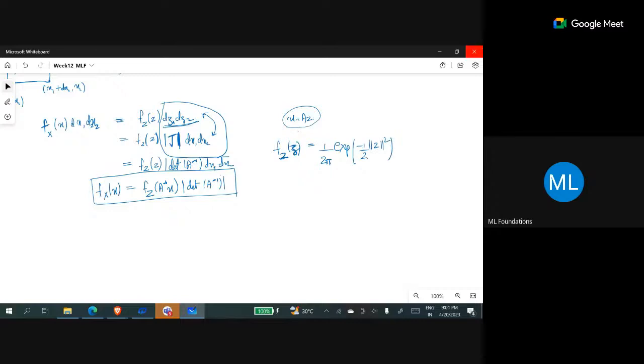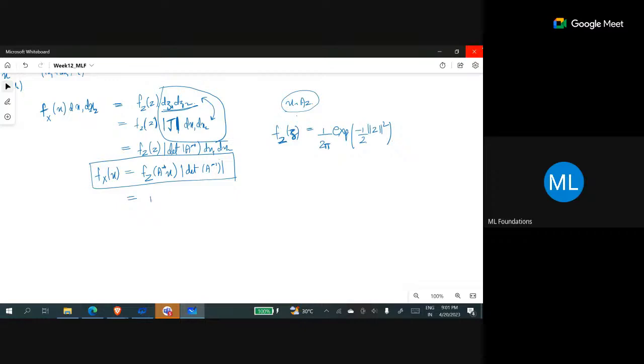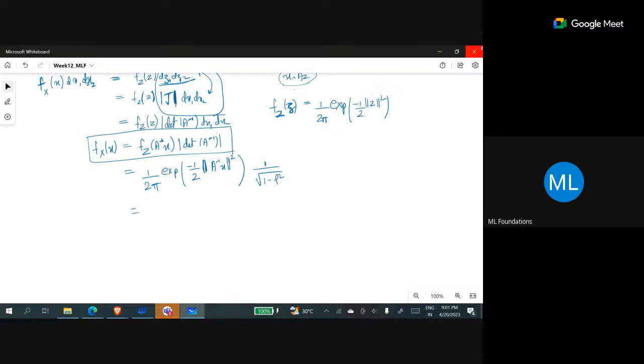So the same thing we can do here. This will become 1 upon under root 2 pi e to the power minus 1 by 2. Now in place of norm of z, we should have A inverse x. So now you have norm of A inverse x whole square, times the determinant of A inverse. So the determinant of A inverse was 1 upon under root of 1 minus rho square. Okay. So you can also write it as 1 upon 2 pi under root of 1 minus rho square e to the power minus 1 by 2.